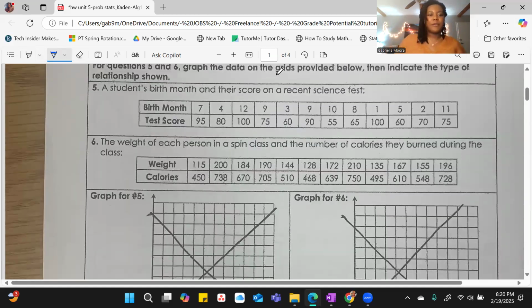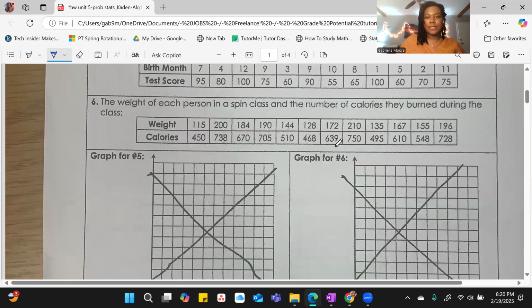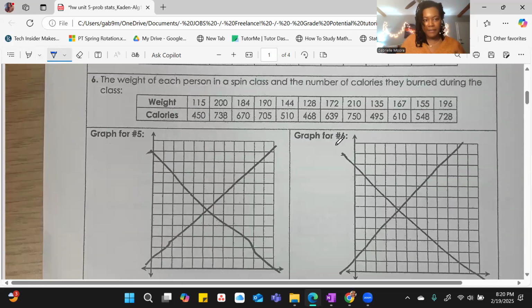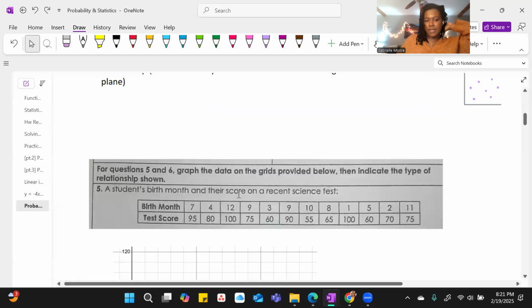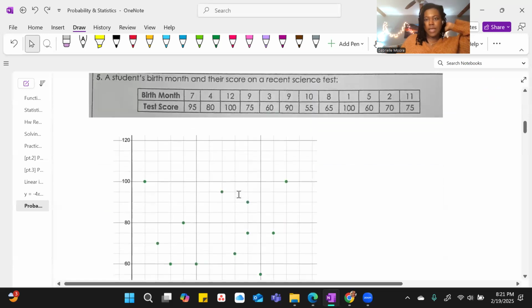All right. Now, for numbers 5 and 6, of course, in the homework, you don't have to actually graph it. We're only going to talk about the relationship found in these two. So what I figured would be good to do is to actually see these on a scatter plot, not just look at them in a table. But let's talk about what information we're given.